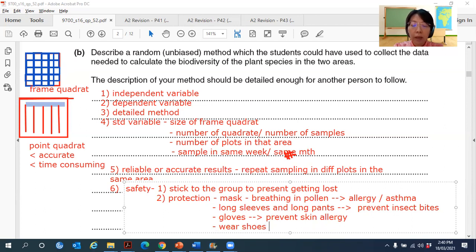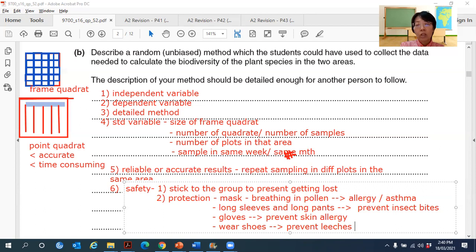Wear shoes because some wet areas may have leeches, to prevent leeches from crawling to your feet and sucking blood. Sometimes wearing shoes is also not enough. Wear shoes also because some of the plants have a lot of needle-like spines that may poke your skin, like the grasses. So you want to wear shoes to protect your feet.